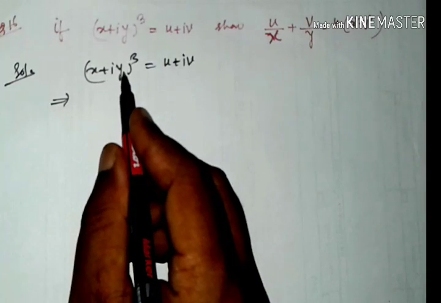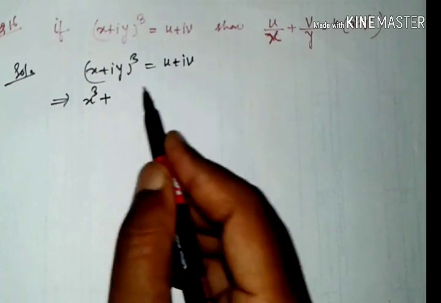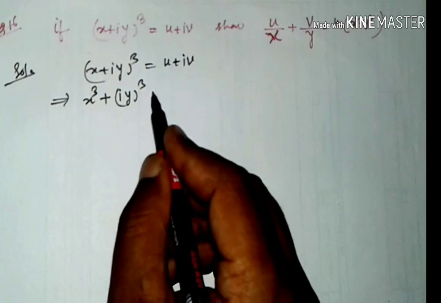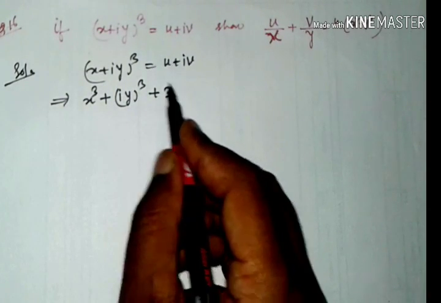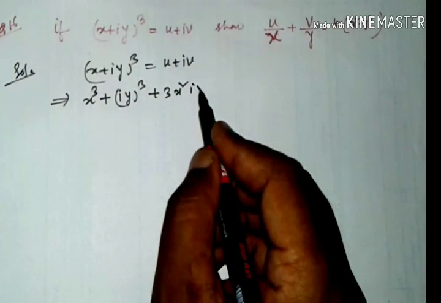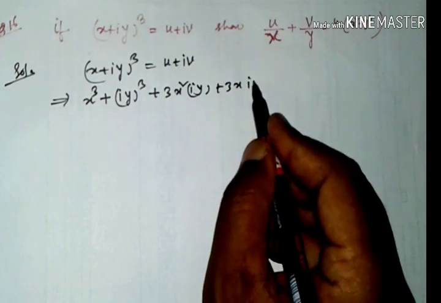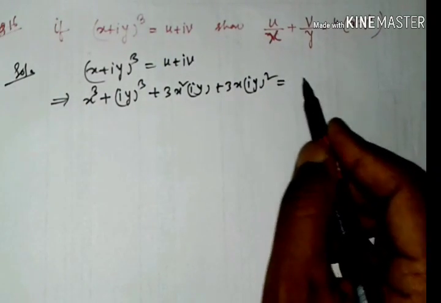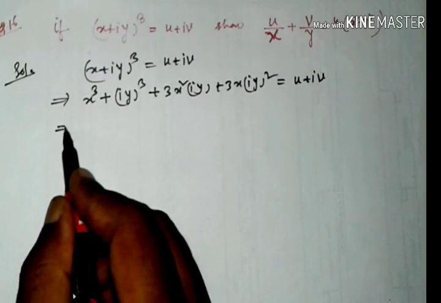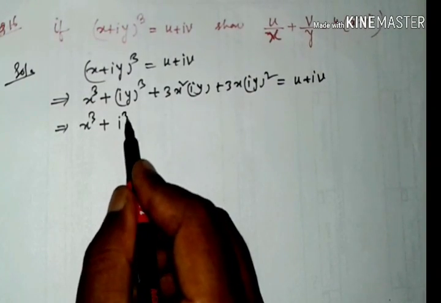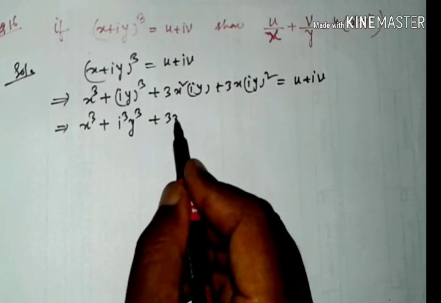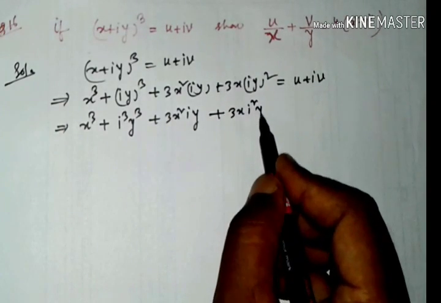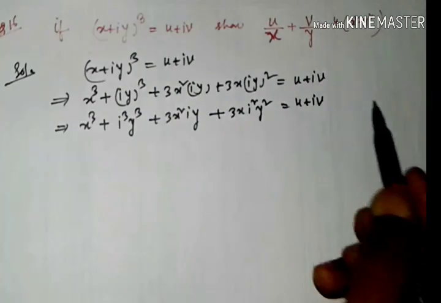Cube formula, a plus b whole cube formula: a cube, this is the first term cube, plus second term cube, b cube, plus 3 a square b, plus 3 a b square. Applying this, u plus iv is equal to x cube plus i cube y cube, plus 3 x square iy, plus 3 x i square y square.